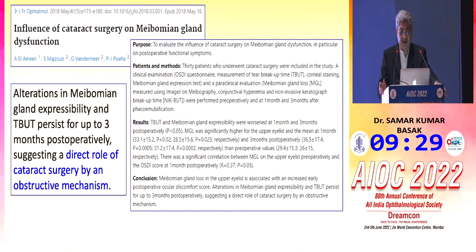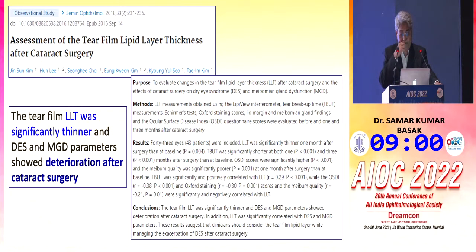And if you look at the influence of cataract surgery on meibomian gland dysfunction, the study has shown that alteration of meibomian gland expressibility and TBUT persists for up to 3 months. So most of our patients come back with the repeated symptoms of eyes burning, itching, sometimes watering. So there is a direct role of cataract surgery through an obstructive mechanism. And the LLT, lipid layer thickness, was also significantly thinner after cataract surgery, and people have shown that this is also important.